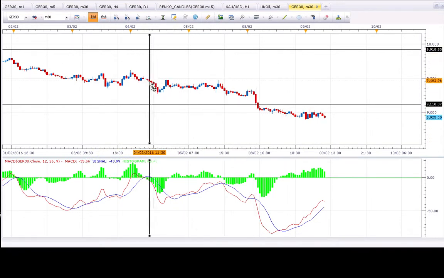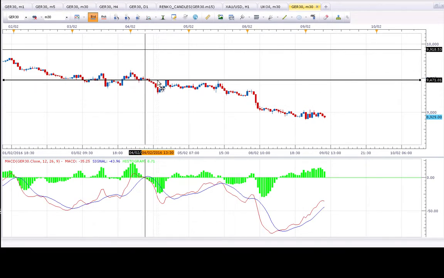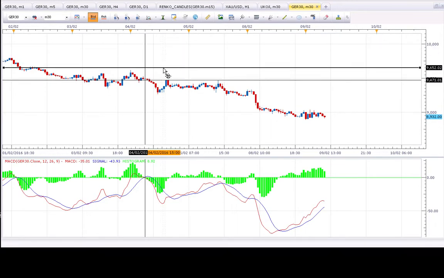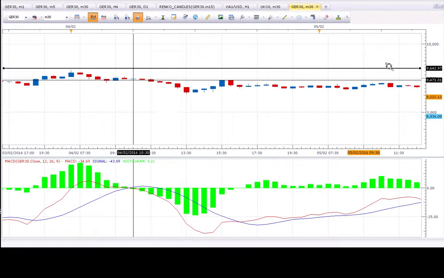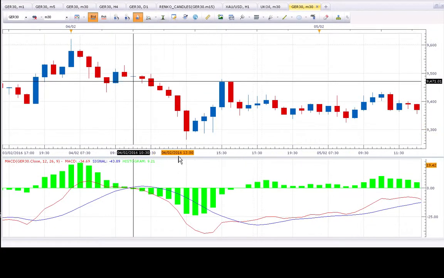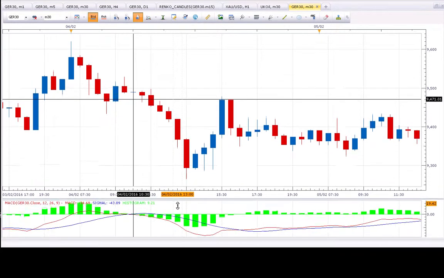There was a cross there. So let's say we would have got in here. Put our stop loss above that little swing there. Zoom in just to show that in a bit more detail. Let's just minimize this a little bit.